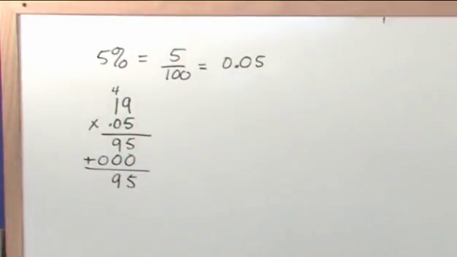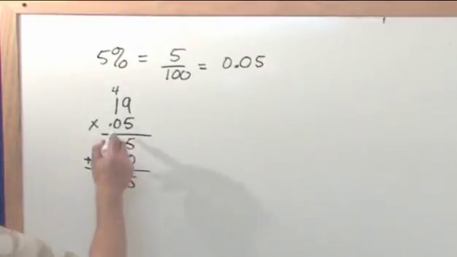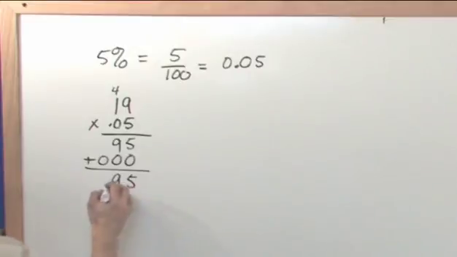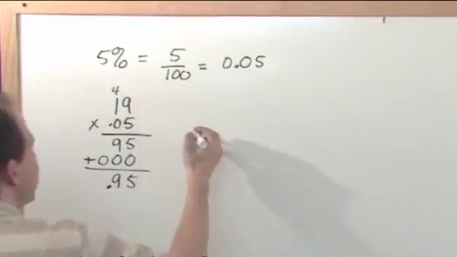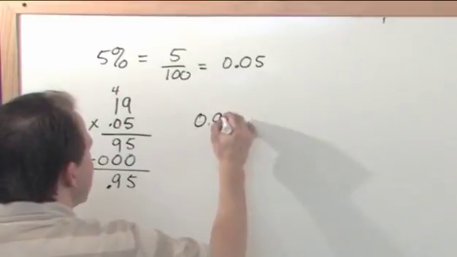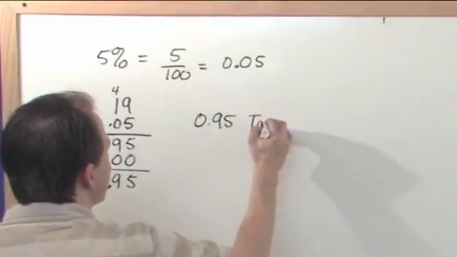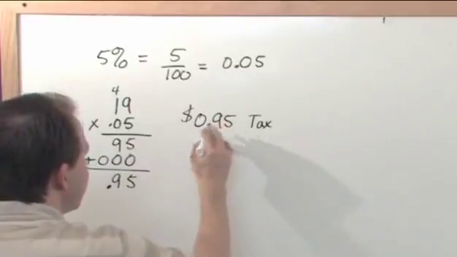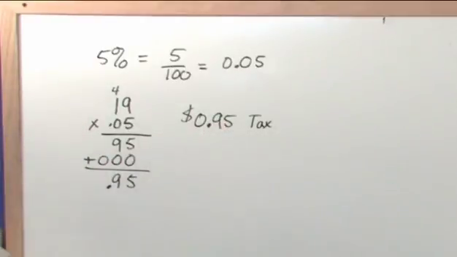And now I need to figure out where to put this decimal. I only have one decimal here, and I have 2 digits after the decimal. So I need to put my decimal here, which is telling me that I have 2 digits after the decimal. So what it's telling me is the price of the book was $19, so 95 cents was tax. You can say $0.95, or you can say 95 cents, or however you want to say it, but this is how much tax I had.